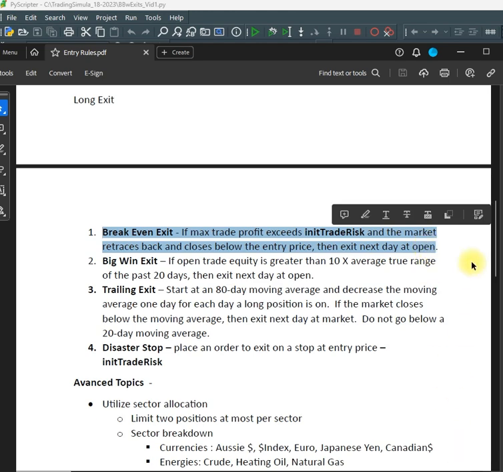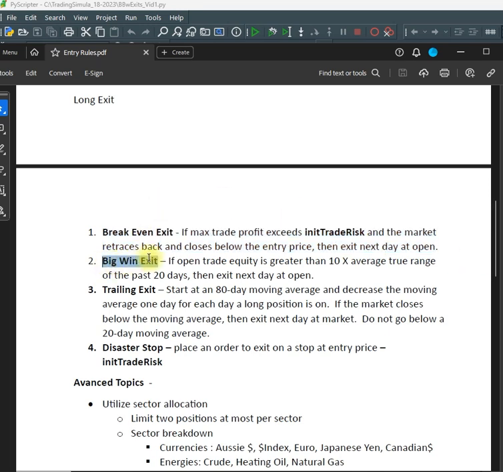If the max trade profit exceeds the net trade risk and the market retraces all the way back and closes below the entry price, they want to exit the next day at open. That's basically saying, okay, I had a nice profit. I've given it all back. I don't want to turn this nice profit into a big loser. Worst case scenario, I want it to be a small loser. So that's a break-even exit.